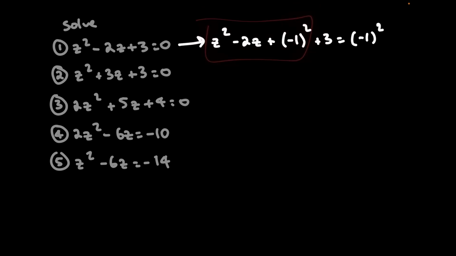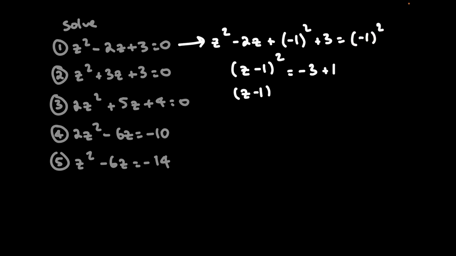Now we can say these first 3 terms become a perfect square. So (z take 1) whole squared, and the 3, we can move to the other side to become minus 3. And then negative 1 squared is just 1, so we can add 1. So now we have (z take 1) whole squared equals negative 2.